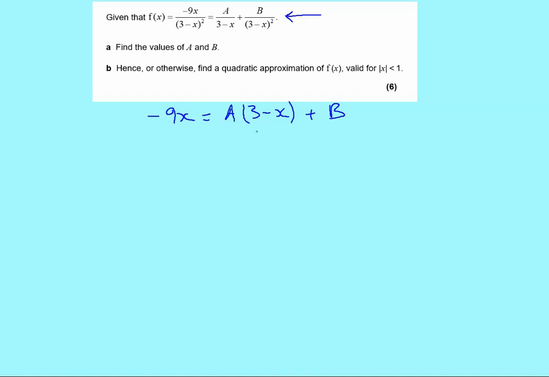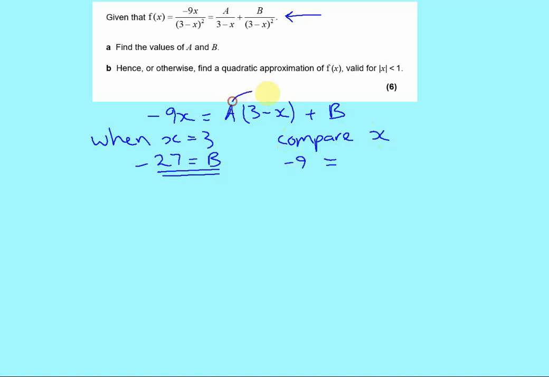So if we start subbing in some values, how can we eliminate these a's? Well, we can do that when x is 3. So when x is 3, I get minus 9 times 3, that's minus 27. That's been eliminated, and I get b. So that's true. Well, there's nothing else I can eliminate, so let's compare coefficients. Let's compare the coefficient of x. On the left-hand side, I have minus 9. If I was to expand this, I get minus a, so therefore a must be 9.